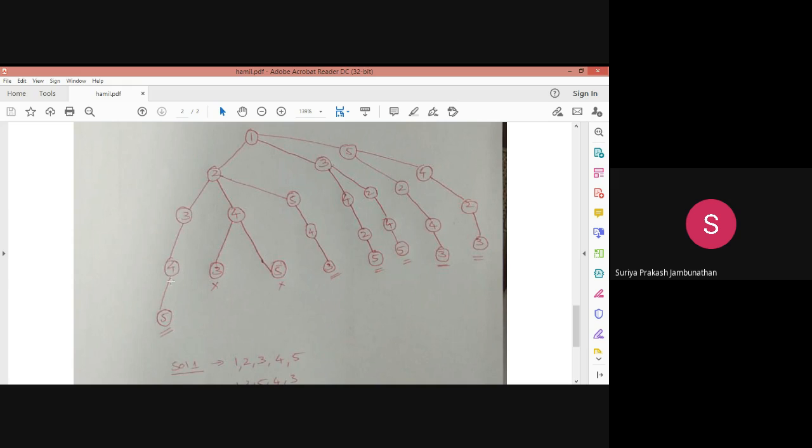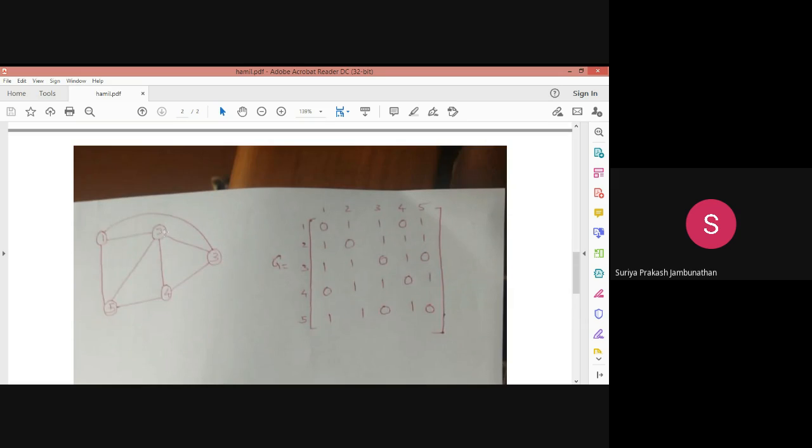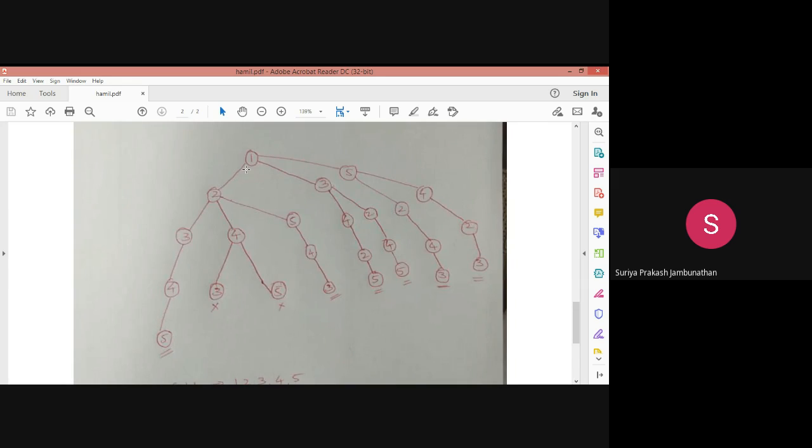So from node 4, there is a connectivity to node 5. So you can see 1, 2, 3, 4, 5. Again from 5, we can reach 1. So that is a cycle. So this is one solution we are getting. So 1, 2, 3, 4, 5. This is the first solution we are getting. So this is the first Hamiltonian cycle we are getting.